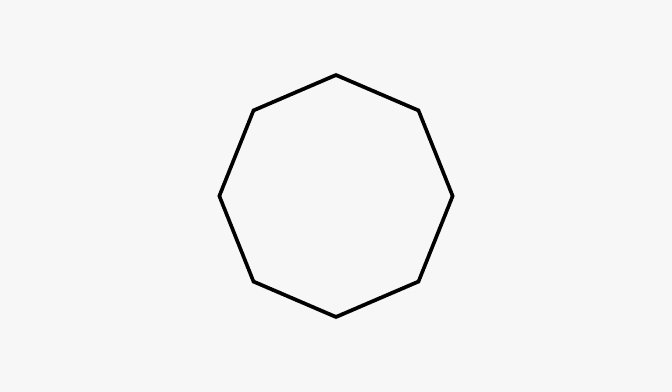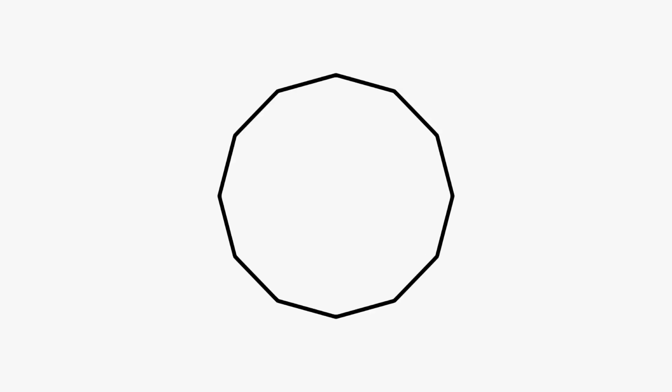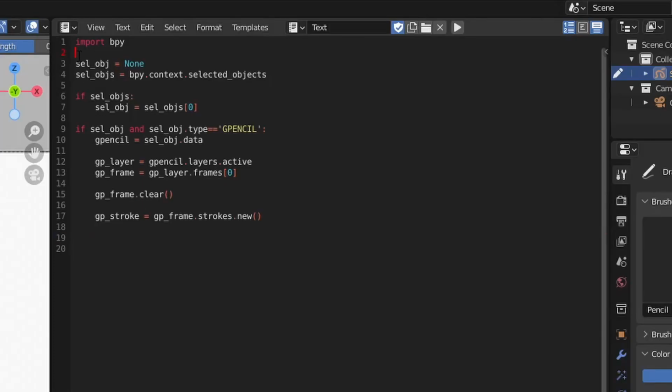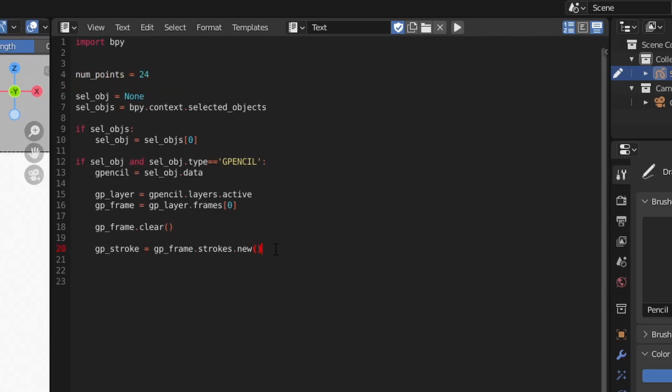Just like before, we'll need to add the number of points we want in our stroke. When drawing a circle, the number of points will determine how smooth the circle appears to be. Blender only draws straight lines between points, so we'll need at least 24 points in our stroke to give the illusion of a smooth curve. We'll start by adding a variable to hold the number of points we'll need. Then we'll use the stroke's points.add function to add that number of points to the circle.